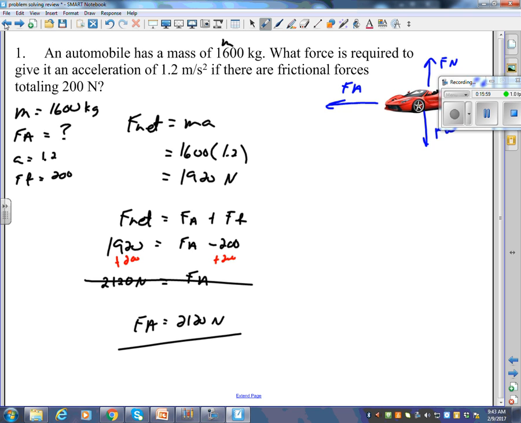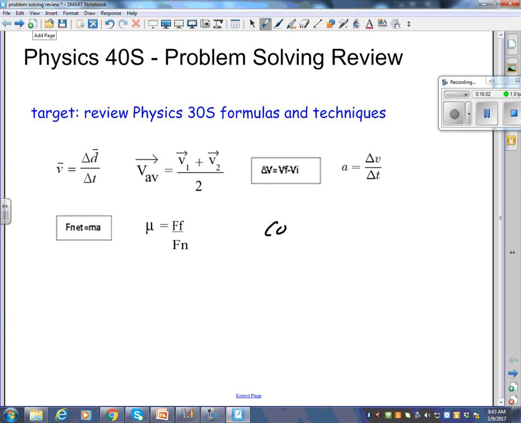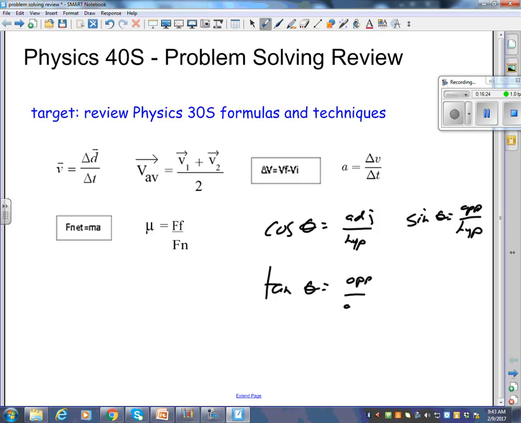Maybe we should go back to this page here and put cosine theta equals adjacent over hypotenuse. Sine theta is opposite over hypotenuse. What's tan? Opposite over adjacent. SOHCAHTOA? Right? You guys know that?